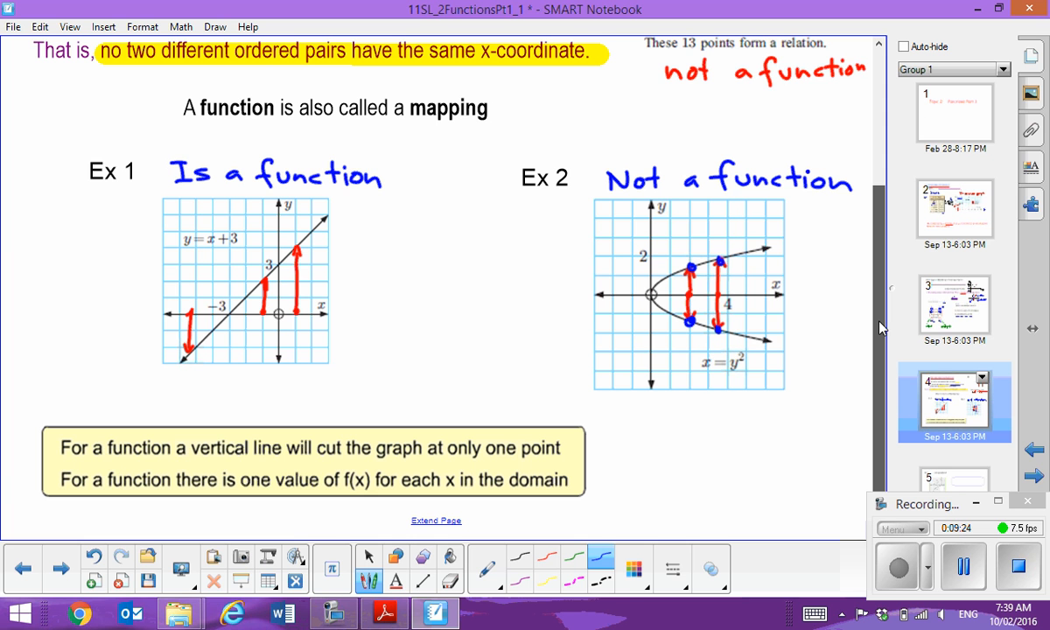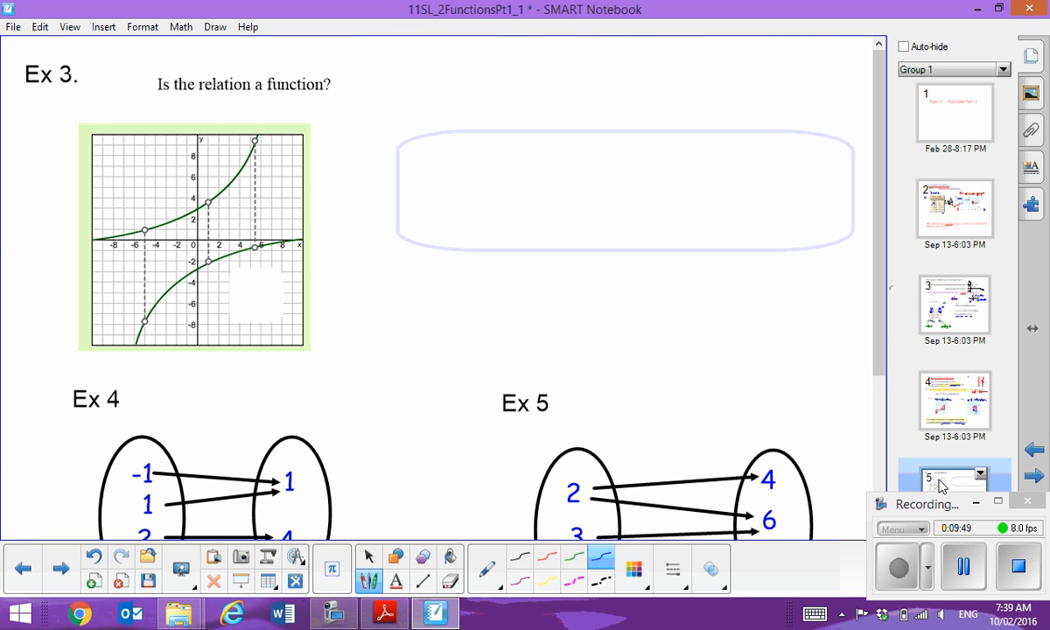So for a function, a vertical line will cut the graph at only one point. For a function, there is only one value of the f of x of the function for each x in the domain. So that's the main way we can tell if we have a function. So a function is just a special type of relation. And they're the types of equations we're going to look at mostly in this course.